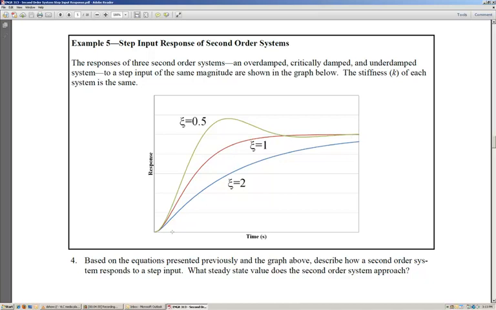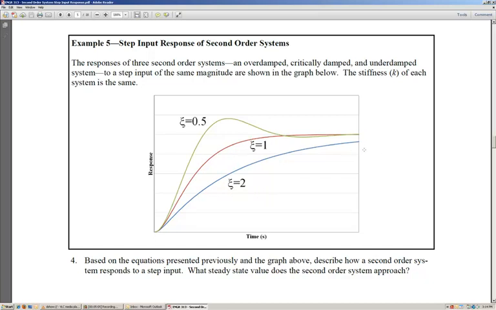If we have an overdamped system, it's going to slowly approach the final steady state value. If we have a critically damped system, it's going to quickly approach the steady state value without having any oscillations or overshoots. It's not going to go above or below the steady state value. And then of course when we have an underdamped system, we're going to get oscillations about the steady state value, that f over k value.